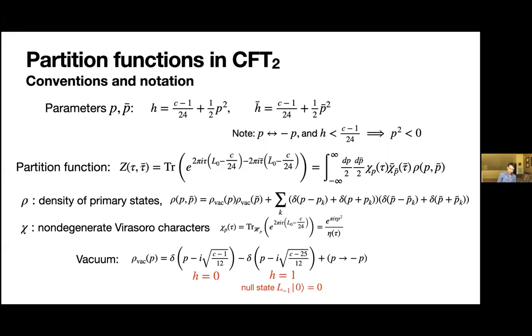And this rho is the density of primary states, so it's basically a sum over delta functions. And we're symmetrizing under this P goes to minus P symmetry. But if we have a Virasoro primary with dimension corresponding to p_k, then we just include these delta functions, where the chi's here are the Virasoro characters, and they're these guys which are Gaussians in P with some tau dependence that summarizes the descendants of the theory. And the vacuum is a little different because it's got a null descendant, so you have to subtract some states.